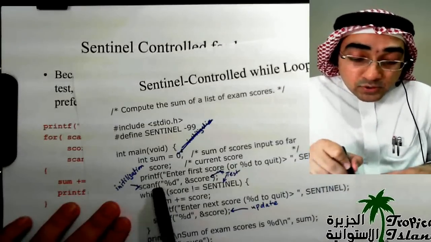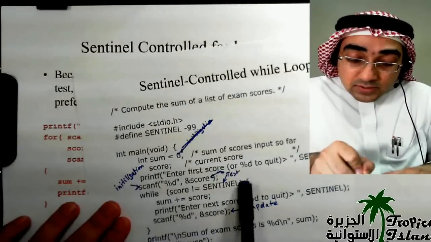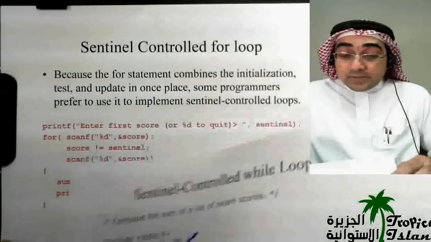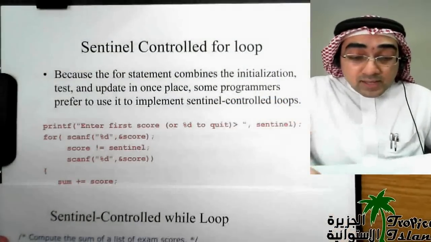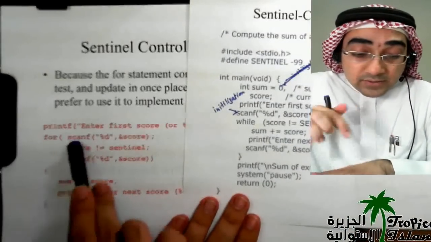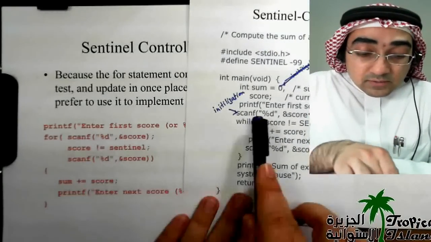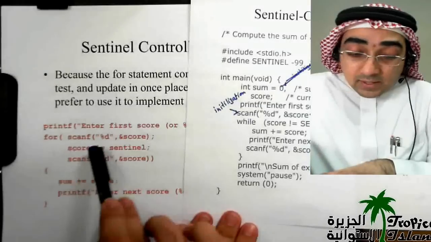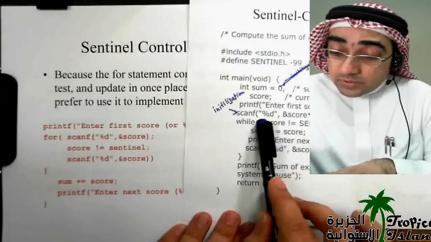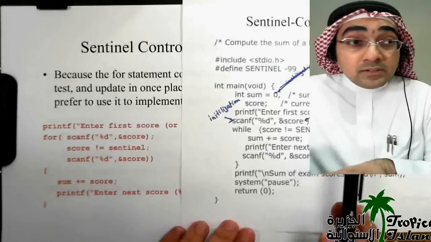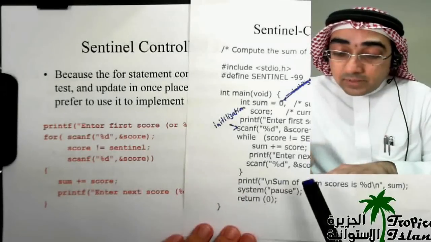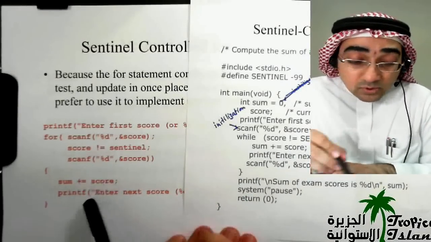loop. So the initialization of the while loop occurs in the scanf, and then the test is this, and this is the update. Okay, so the same thing over here in the for loop. I do a scanf for the initialization, which is this one. Sorry, I do a scanf, and this is the initialization scanf, and then I do a check, or the test, the score is not equal to the sentinel, which is this one over here, and then at the end I come and say scanf again to do an update.